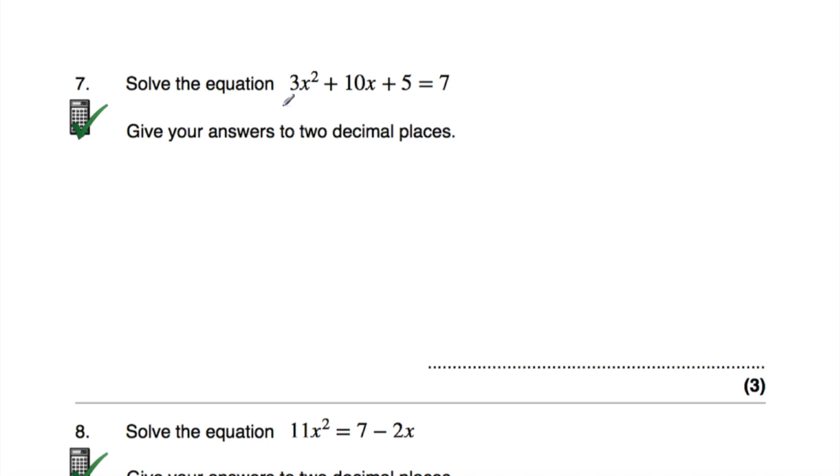We've been asked to solve the equation 3x squared plus 10x plus 5 equals 7. Now in this case, it's not equal to 0, it's equal to 7. So what we need to do is we need to get rid of that 7. We need to make it 0. So let's subtract 7 from both sides. So take away 7 and take away 7.